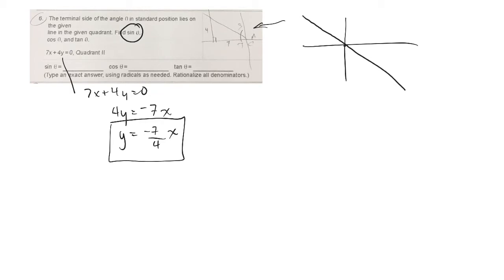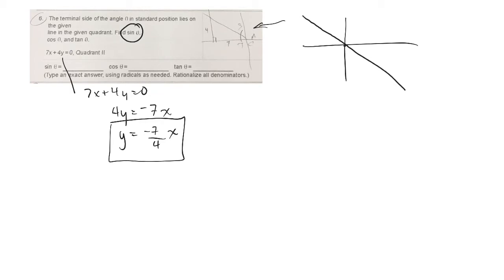It's going to go exactly through there because if I were to rewrite that line in normal format, I have 7x plus 4y equals 0. It's supposed to be y equals mx plus b, so I'd have 4y equals negative 7x, and then divide everything by 4, so I'd have negative 7 quarters x. So that'd be the equation of the line.